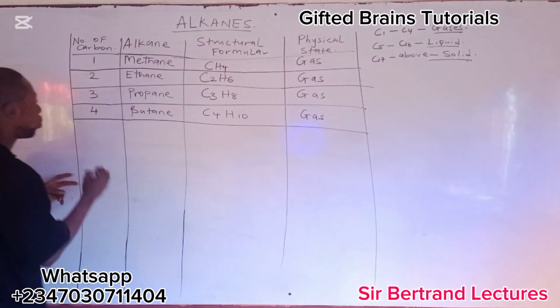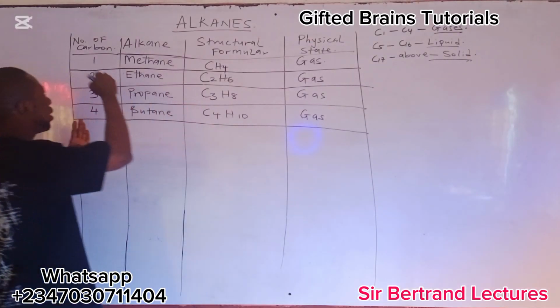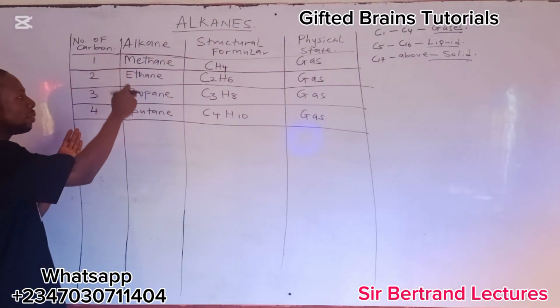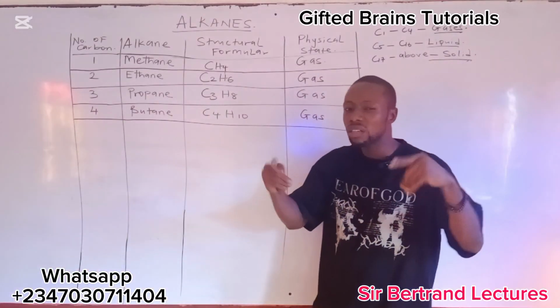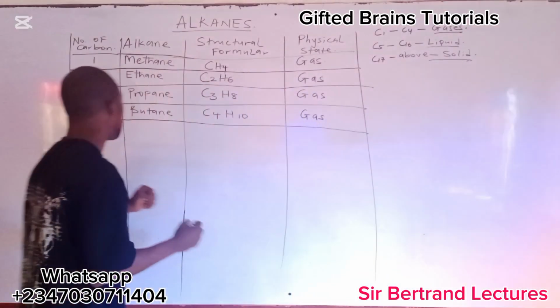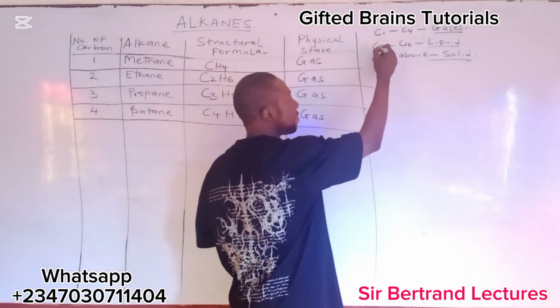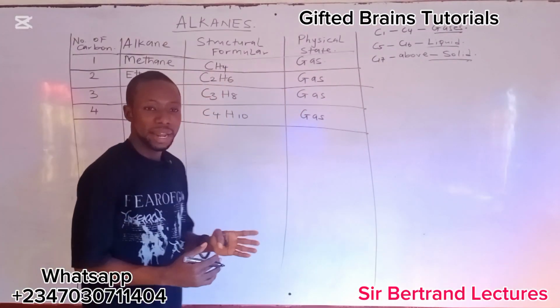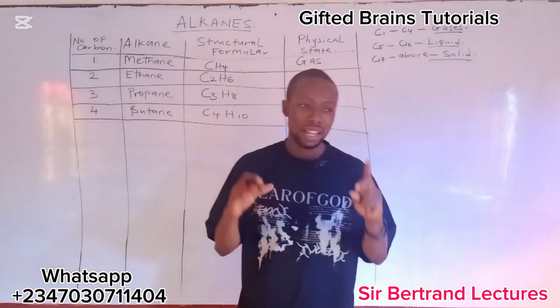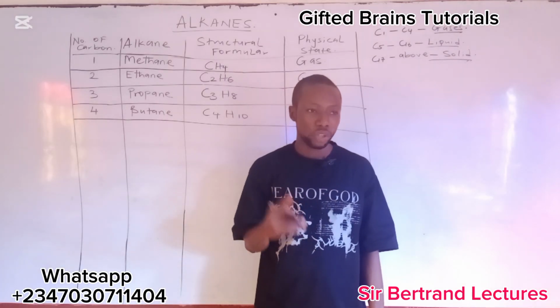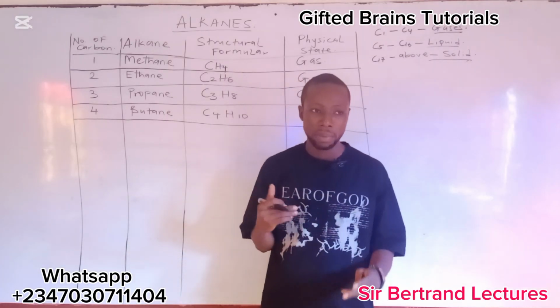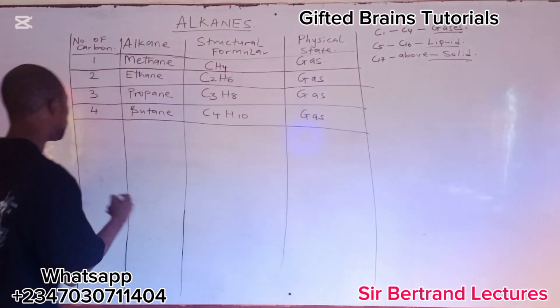Now, methane, ethane, propane, and butane are named by their trivial names, while from carbon number 5 upward, they are named based on their number of carbons, using the Latin name for the number of carbons.